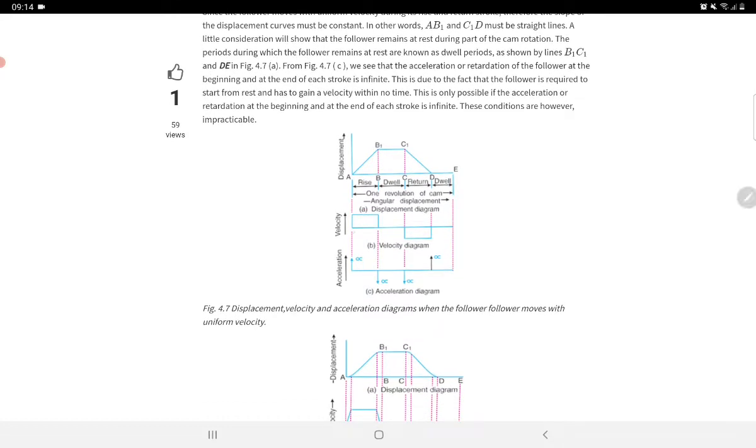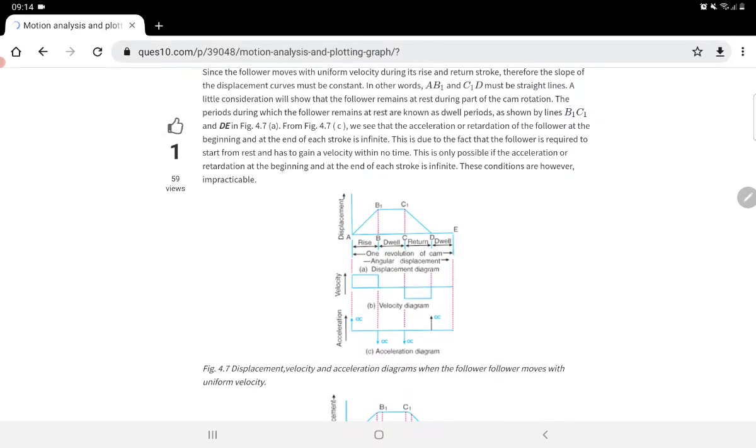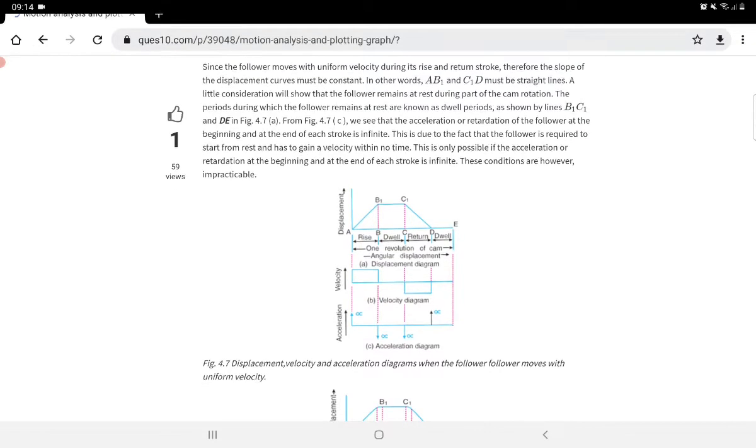You will see that suddenly there is an infinite acceleration, and this is happening because of the fact that the follower is required to start from rest and has to gain the velocity within no time. That's why the acceleration is infinite, and this is impracticable.